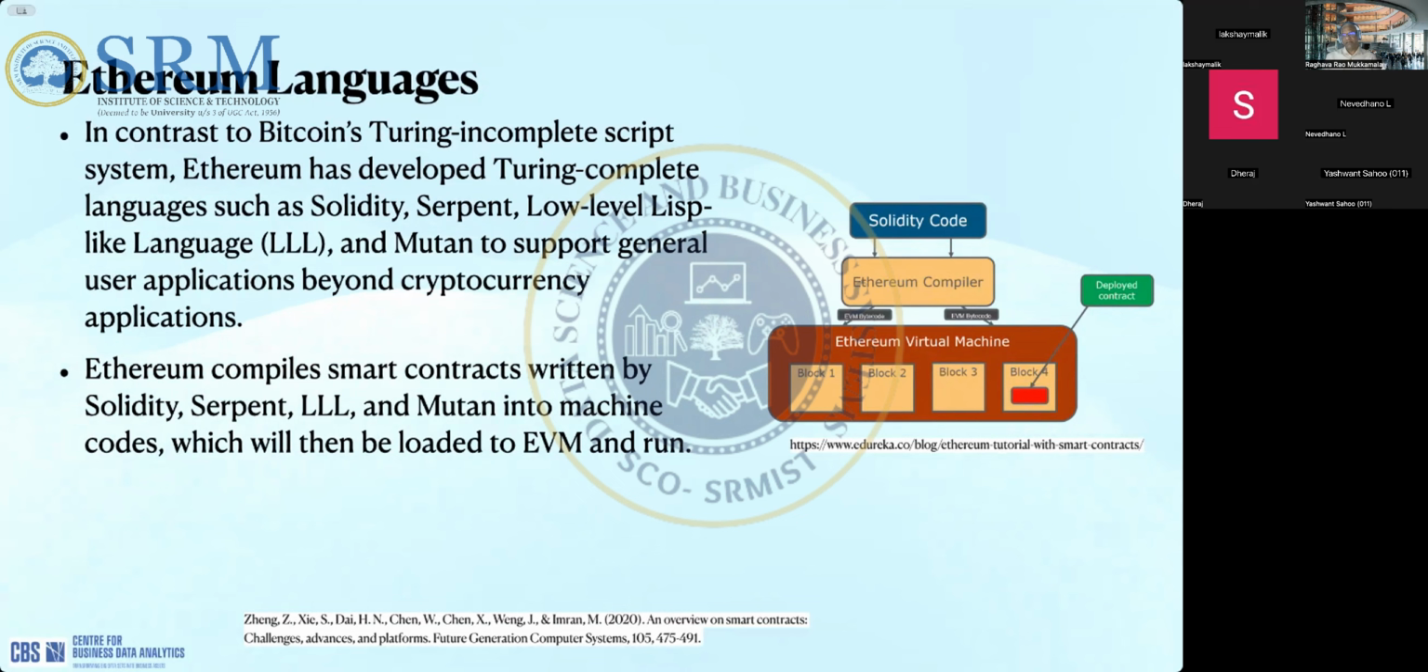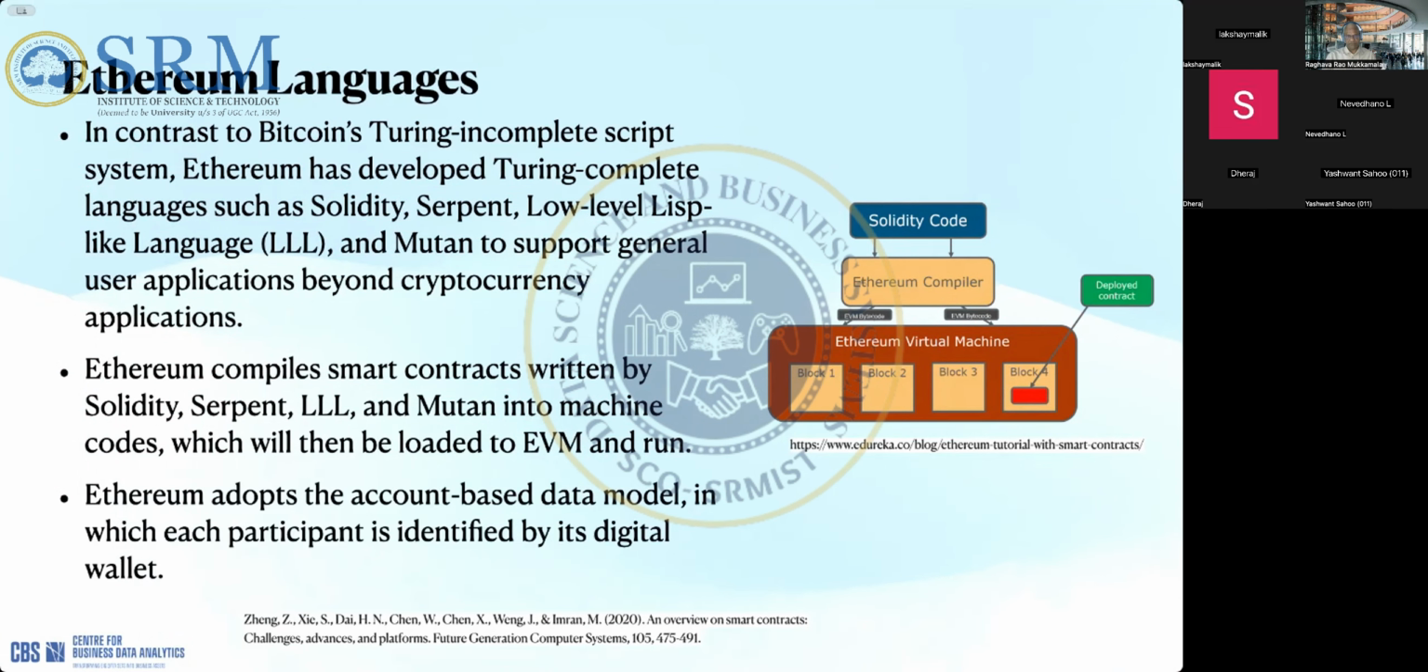So basically, you compile them, and then it will become bytecode, which can be executed by the EVM, right? The virtual machine, and then it will run. So Ethereum compilers compile smart contracts written in different languages into machine code, and then it will be loaded into the EVM and run. The EVM understands how to execute these step-by-step instructions in the smart contract, and then it will be executed.